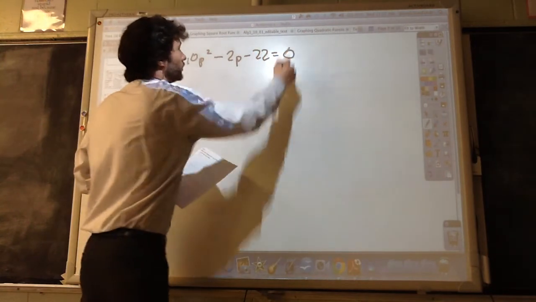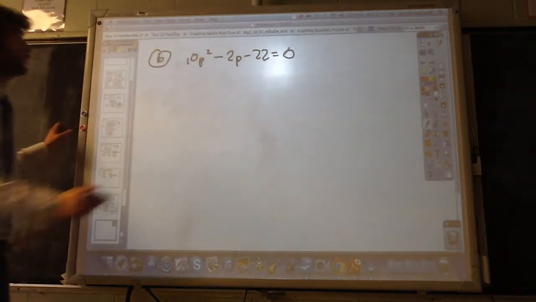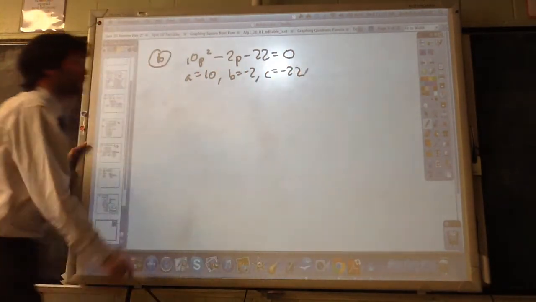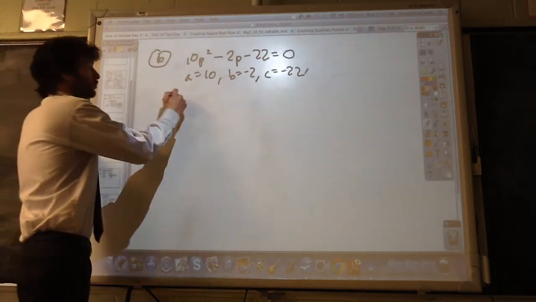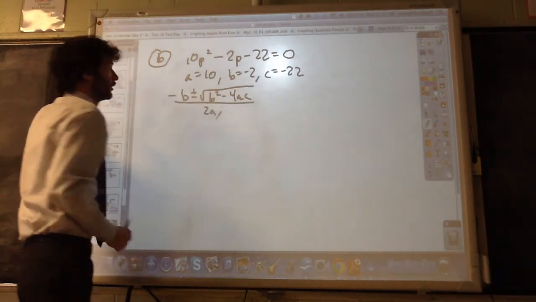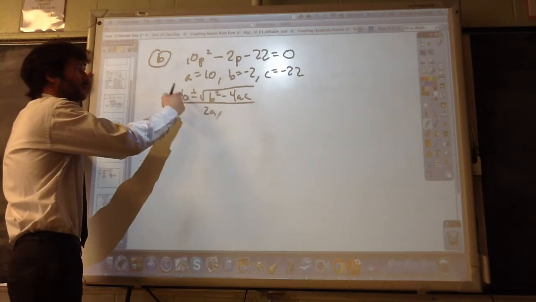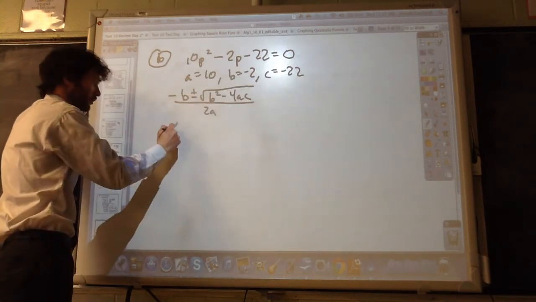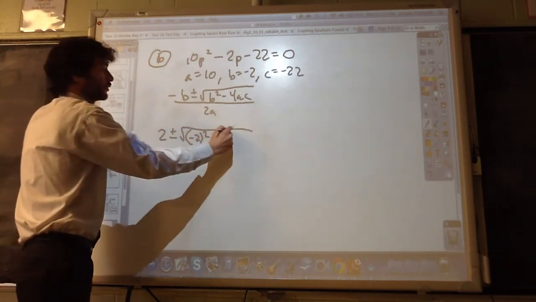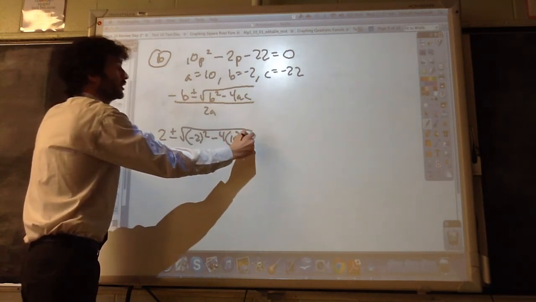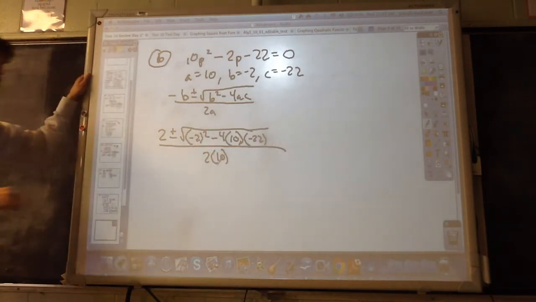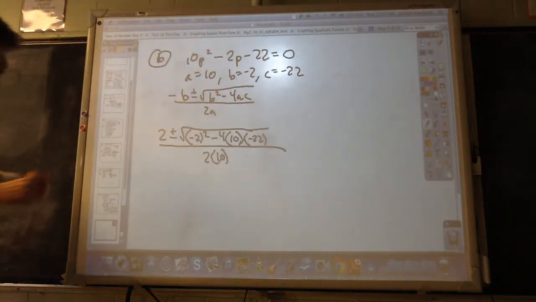Good news is, at least it's equal to 0, so I don't have to worry about fixing that problem. A is 10, B is -2, C is -22, and it says to solve using the quadratic formula. So I'm going to plug into this. So that means I'm going to have negative B, which is going to be negative -2. So that turns it into 2. And then the square root of b squared, which is -2 squared, minus 4 times a, which is 10, times c, which is -22, all over 2 times a, which is 10. Which will equal 2 plus or minus the square root of 884.